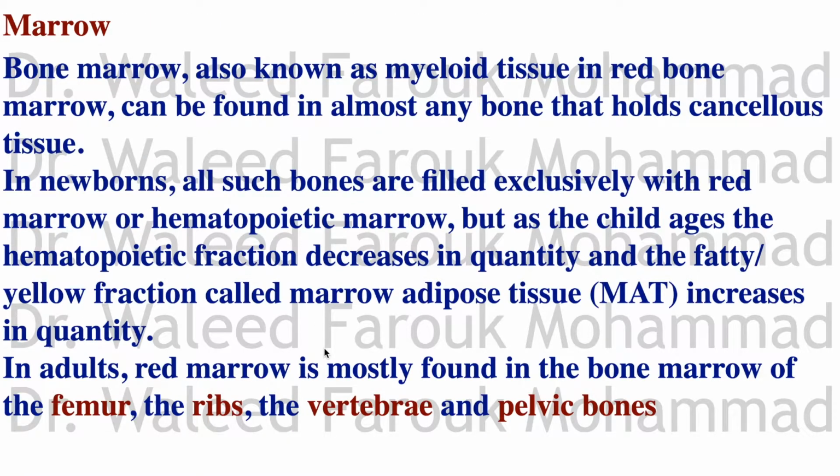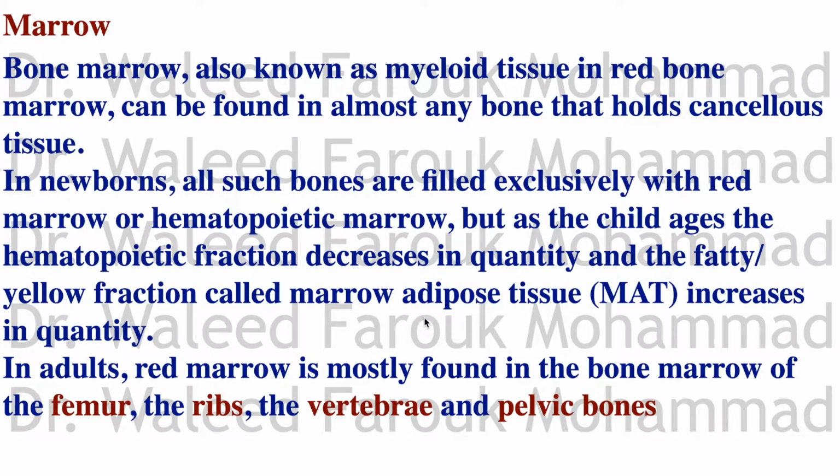The bone marrow, also called the myeloid tissue in red bone marrow, is found anywhere where there is cancellous bone, because the cancellous bone holds the bone marrow together. In newborns, the bones are filled exclusively with red bone marrow, or hematopoietic marrow, but as the person advances in age, the fraction of hematopoietic tissue decreases in quantity, and the fatty yellow fraction, called the marrow adipose tissue, increases, but does not replace totally the hematopoietic fraction.